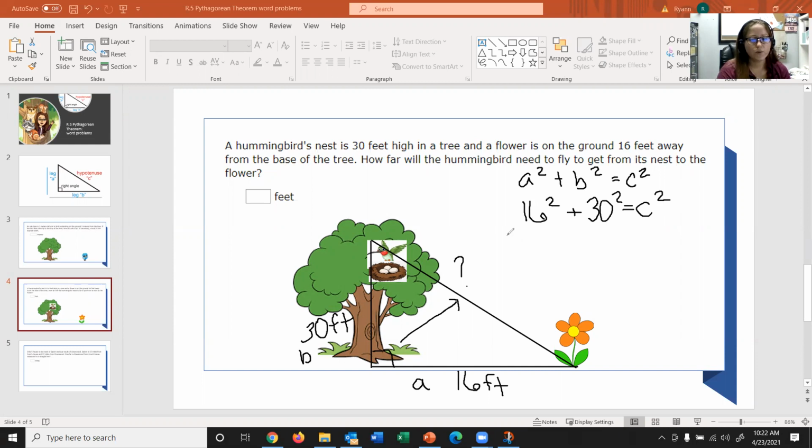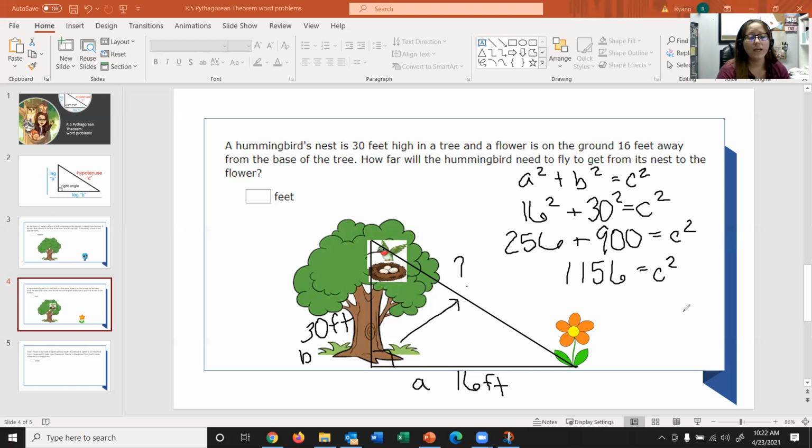So 16 squared, or 16 times 16, is going to give us an answer of 256. And 30 squared, 30 times 30, is going to give us 900. And all of this needs to be equal to c squared. When you add this up, 256 plus 900 is going to give us 1,156, which is equal to c squared.